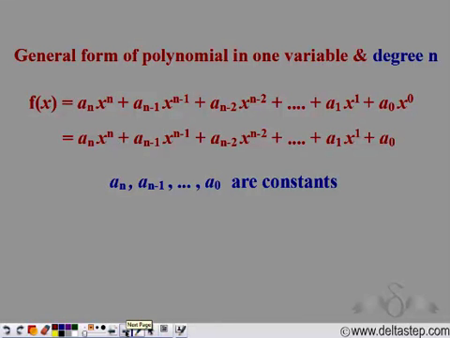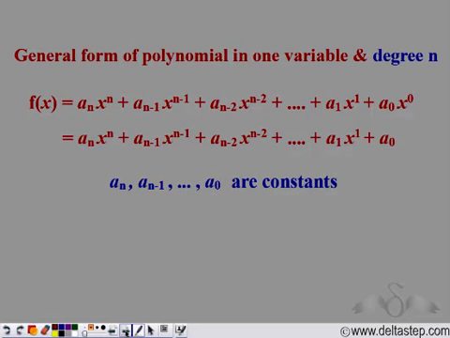Now this is the general form of a polynomial in one variable and degree n. That is, any degree n. N could be any whole number. That is 0, 1, 2, 3. N could be any whole number. So this is the general form of any polynomial in one variable.